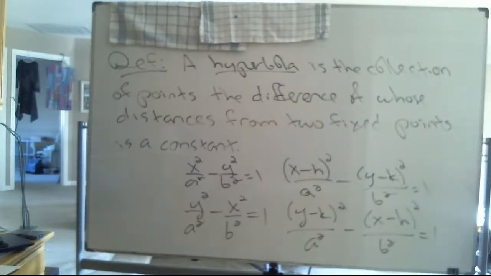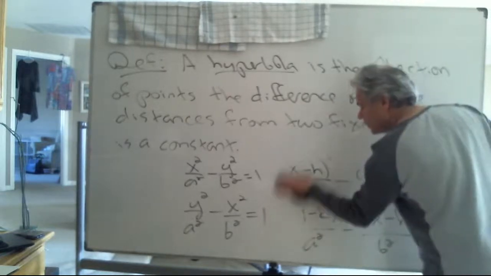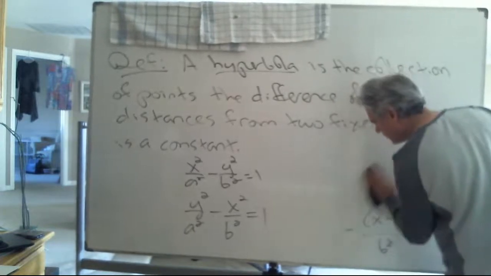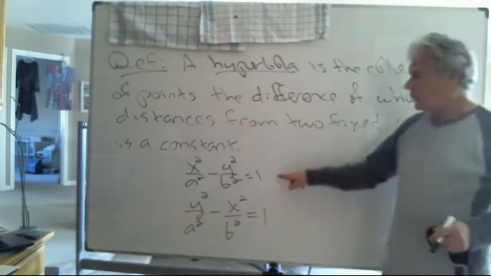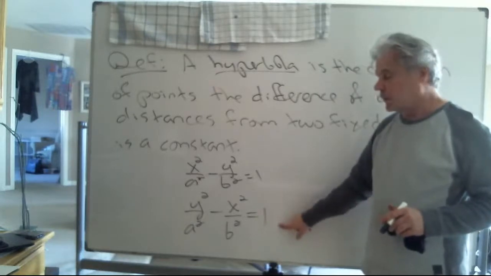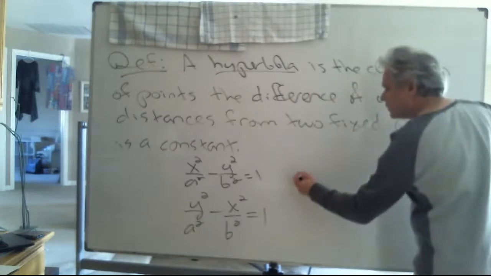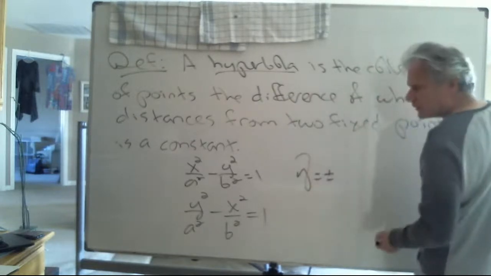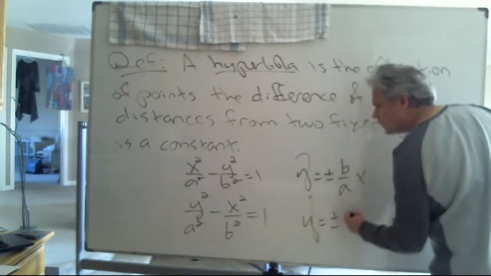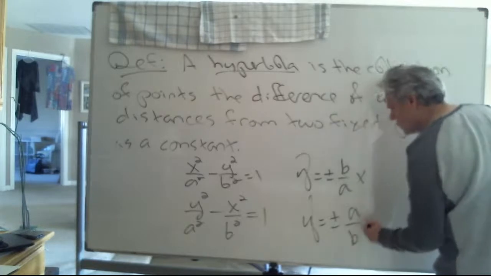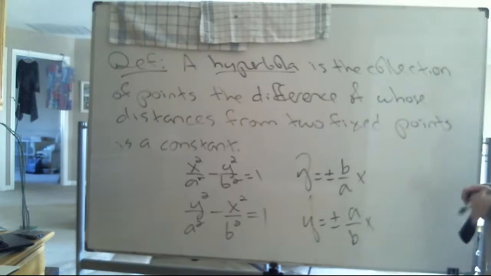Now, neglecting translation, although you and I will be spending all our time on translation, my foci are still located at, in this case, plus or minus c comma 0, or 0 comma plus or minus c. But it's also the case that I have asymptotes located at y equals plus or minus this, or y equals plus or minus this. Now, if you don't want to memorize all this in terms of A's and B's, don't worry, but I'll show you what's going on with an example.